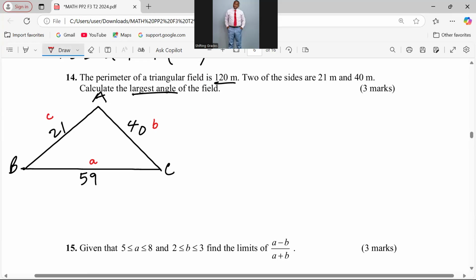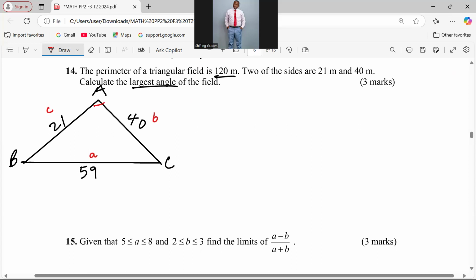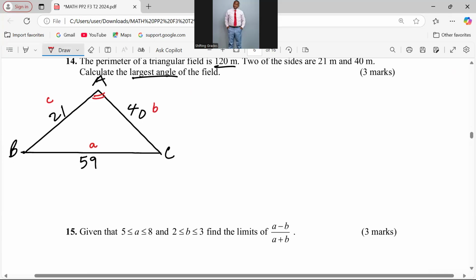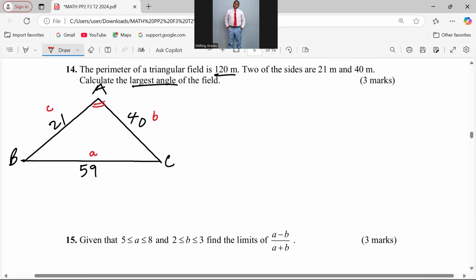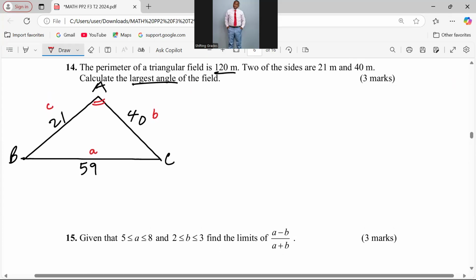Okay, with that information now, we know that we want the angle at this point. You can also work out all the angles, but if you have that information, you will go straight to your answer. So let me go to the cosine rule, which says that if we take A, we square, we will get B squared plus C squared minus 2BC cosine of the angle at A.